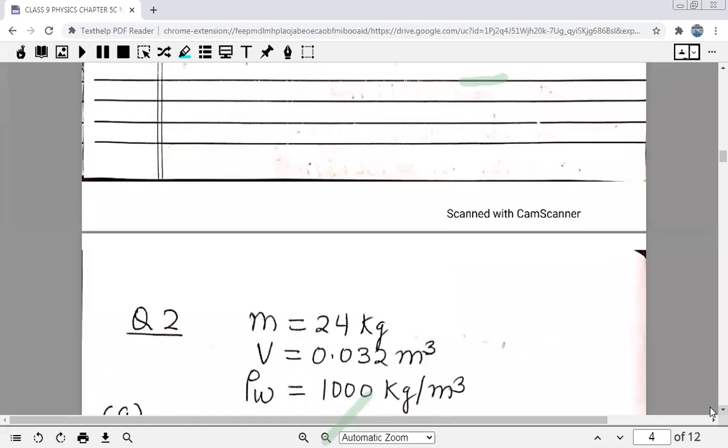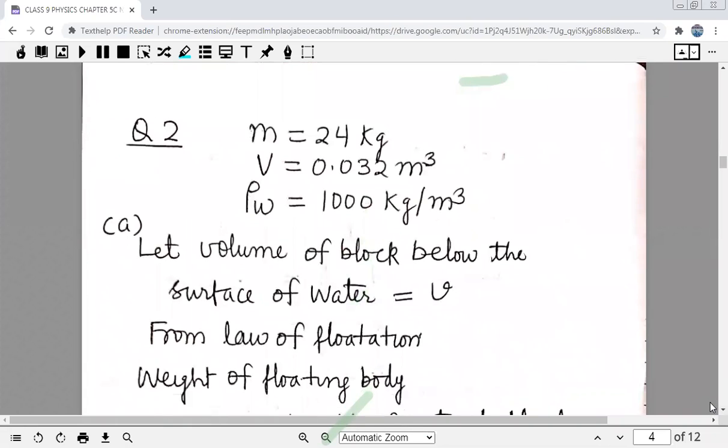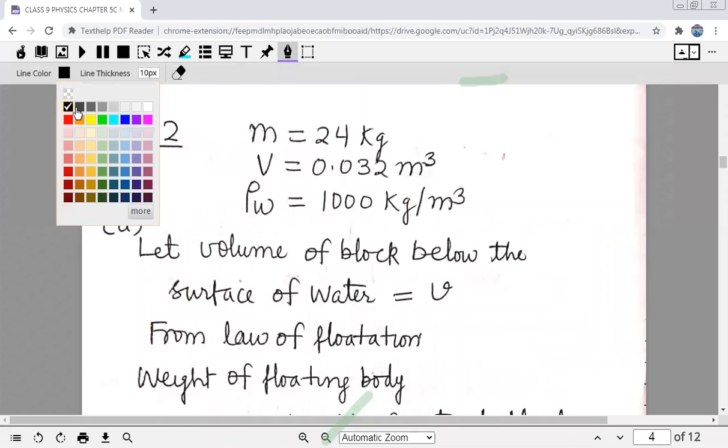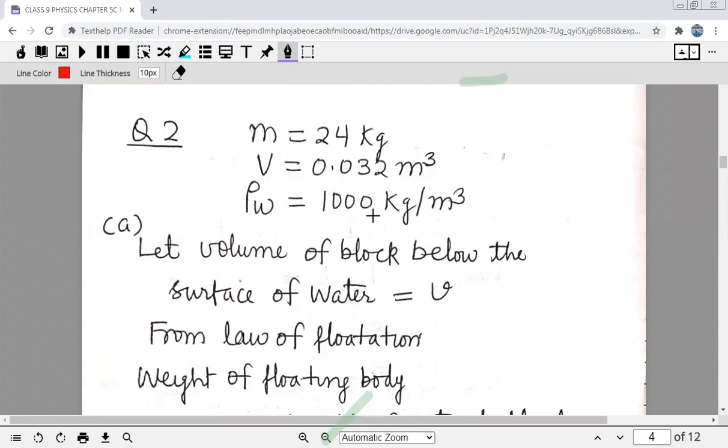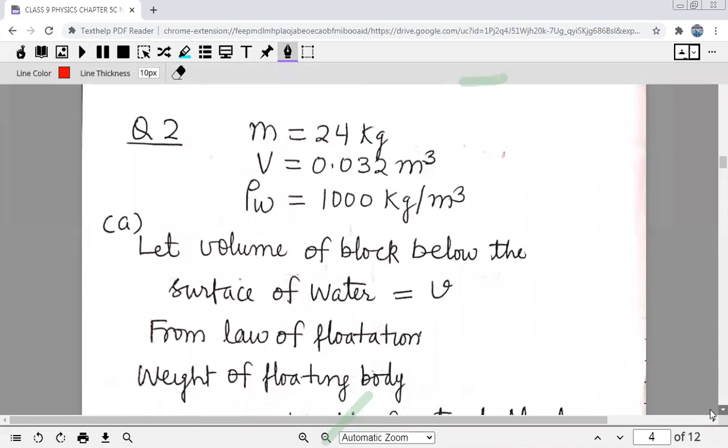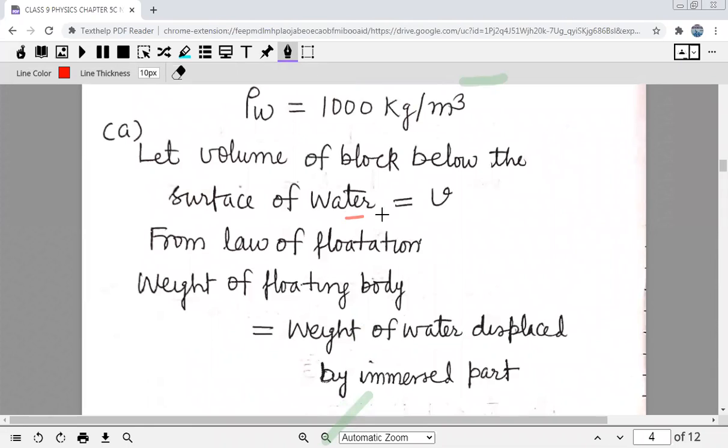Yes, sir. Now you see numerical 2. A block of wood of mass 24 kg. Here its mass is given as 24 kg. And the volume is 0.032. Find the volume of the block below the surface of water. Volume of the block below the surface of water means you have to determine small v. Is it clear? What is the value of small v?